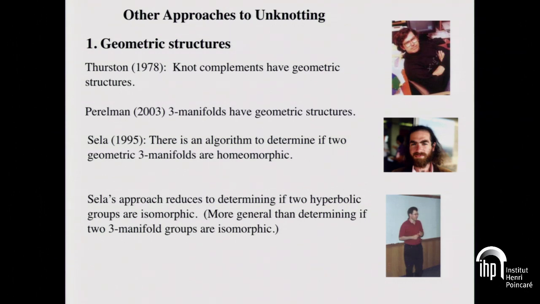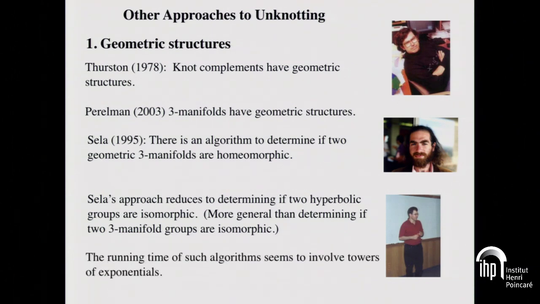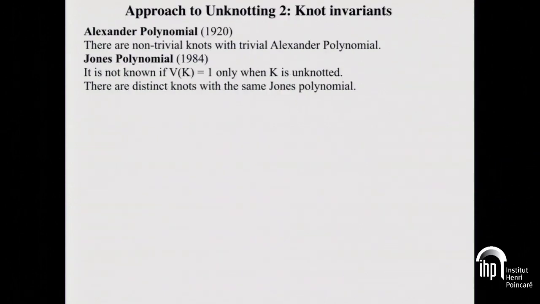It works for arbitrary hyperbolic groups, and those are much more complicated than the groups of hyperbolic three-manifolds. But there's an approach that people are looking at based on geometrization. A second approach, which goes back perhaps to Alexander, is to try and compute some simple invariant that will characterize knots, or at least characterize the unknot.